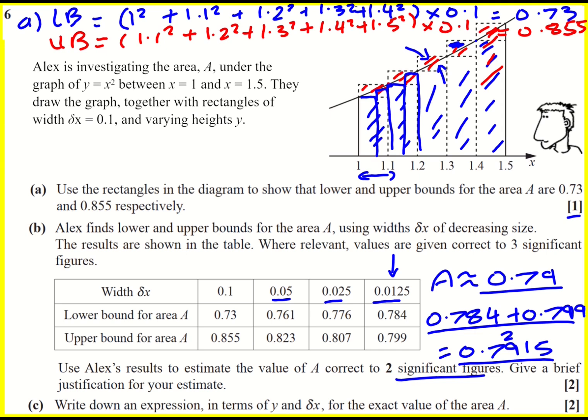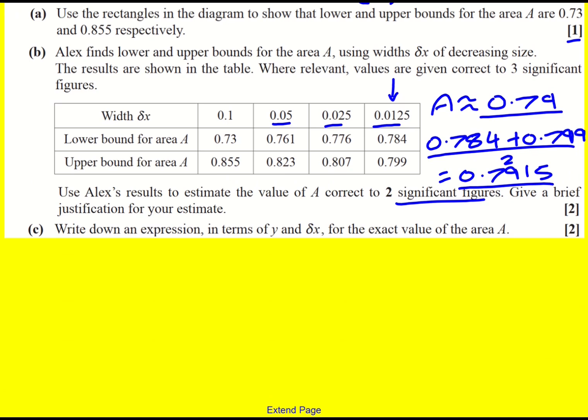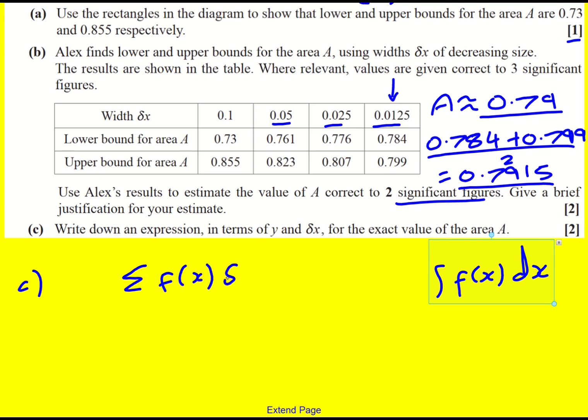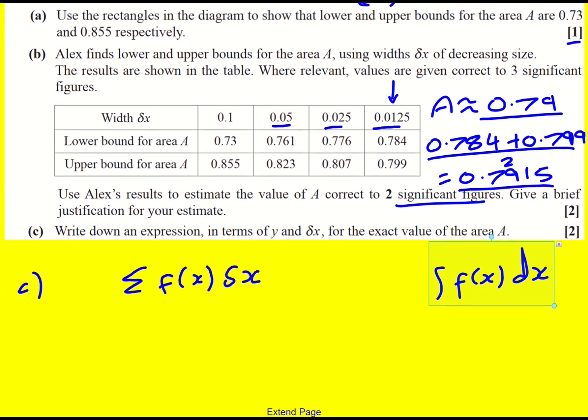Finally, we're asked to write down an expression in terms of y and delta x for the exact value of the area A. So although we tend to say that an integral is f of x dx and we integrate it, that sort of forgets what we're actually doing. In fact, we are doing a sum of f of x times delta x. But that's what's happening when you have these rectangles.